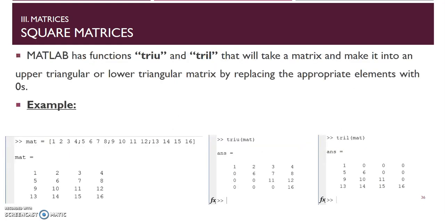MATLAB offers two functions that can help convert a given matrix into a lower triangular or upper triangular matrix. For example, the function triu converts a given matrix into an upper triangular matrix by replacing all the elements below the main diagonal with zero. Similarly, there is a function tril, which converts a given matrix into a lower triangular matrix.